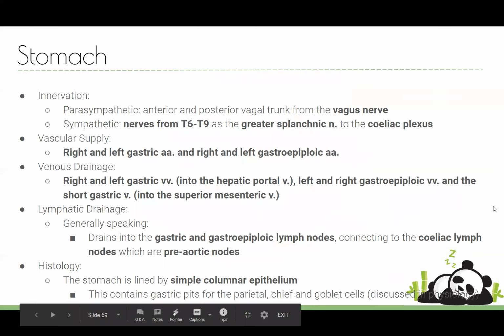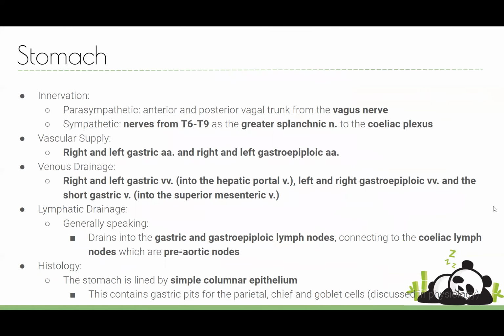Cool. The innervation is parasympathetic from the vagus nerve, and the sympathetic is from the celiac plexus, from the greater splanchnic nerves. The vascular supply is from the left and right gastric, and the right and left gastroepiploic, and vice versa for the venous drainage. Generally speaking, lymph node drainage goes to the gastric, epiploic, celiac nodes, and the pyloric nodes. In terms of how detailed your knowledge of lymph nodes needs to be, the answer would be not very.